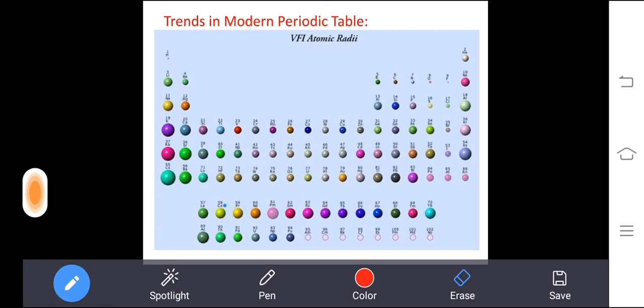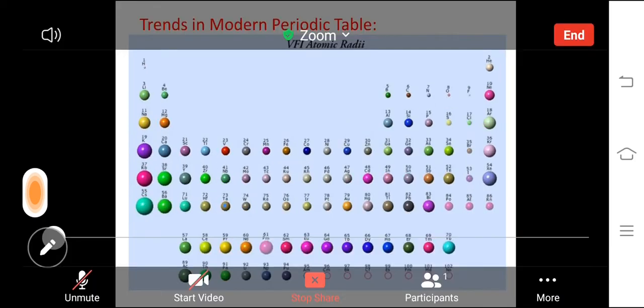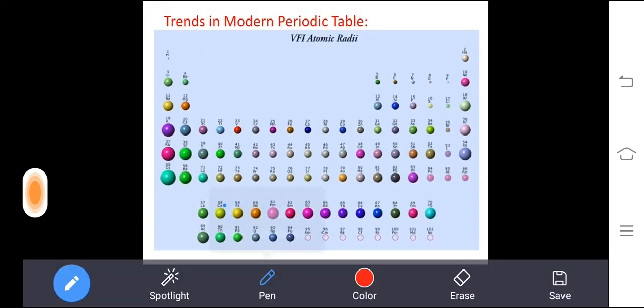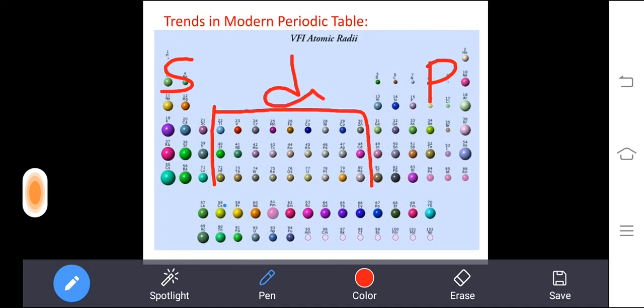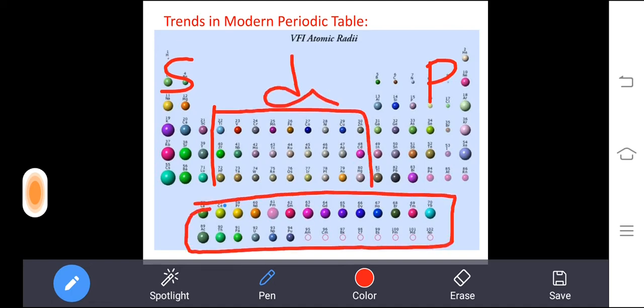So in this slide, we want to understand atomic radius. When you move from left to right, it decreases. When you move from top to bottom, it increases. And one concept we want to note here. When you see the D block elements, we know that the S block element is there, the P block element is there, the center part is the D block, and the bottom part is the F block.